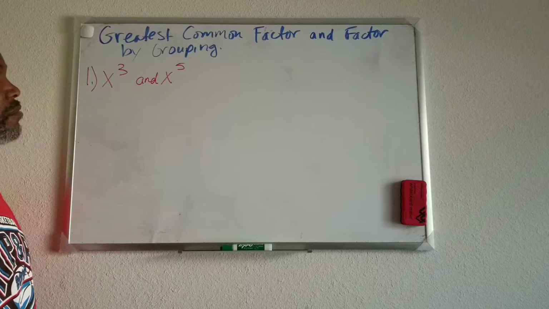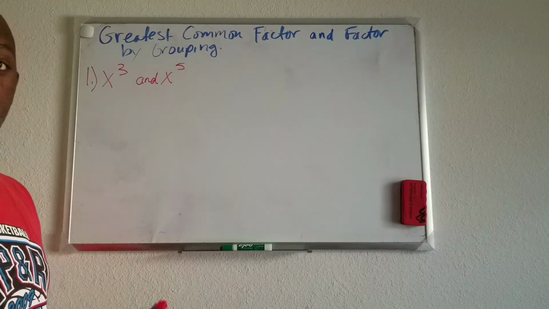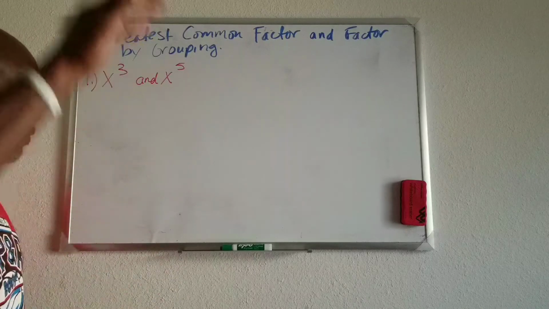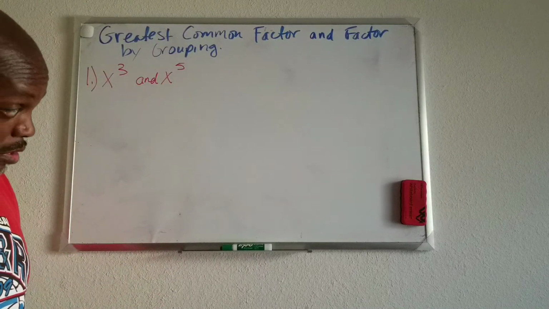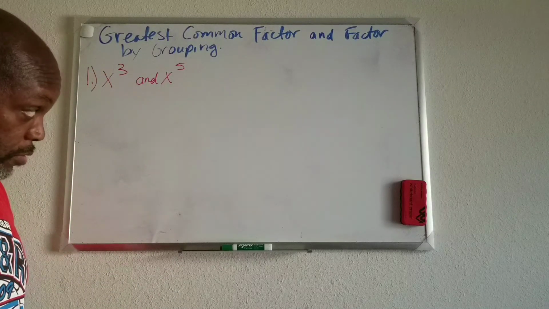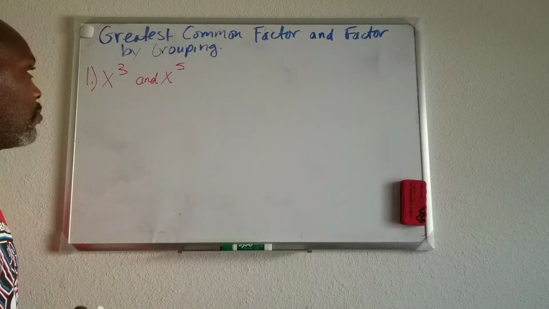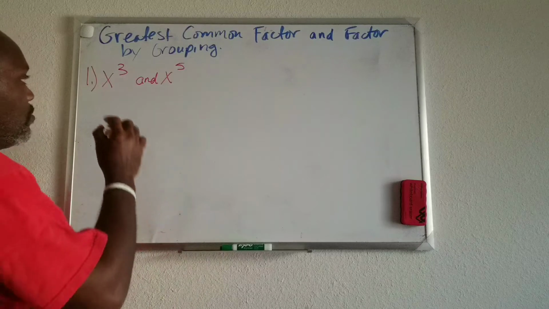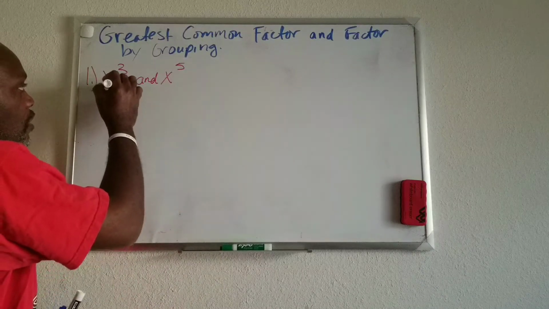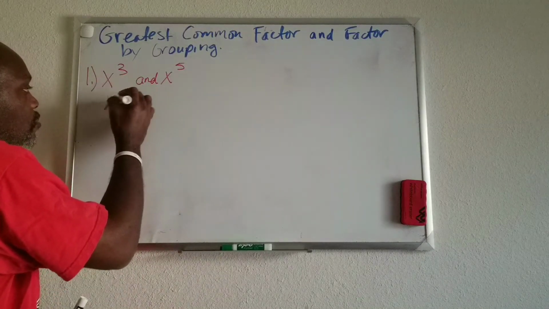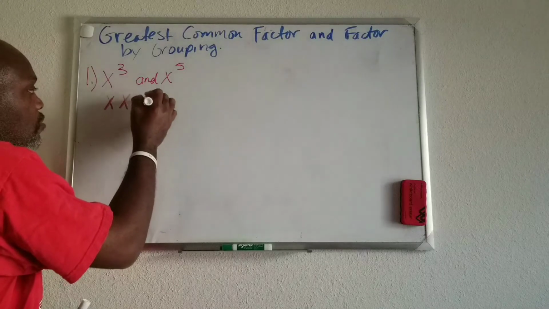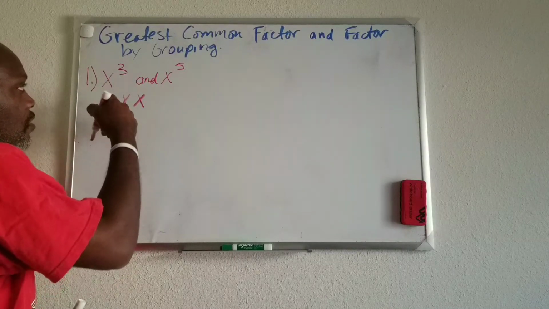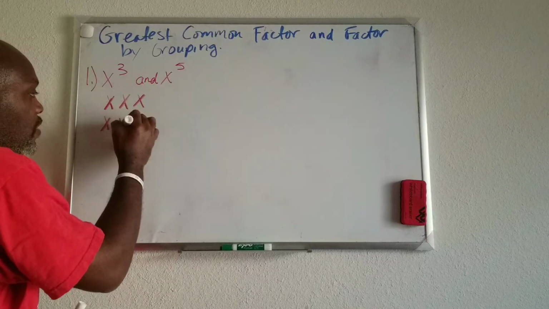And today we're going to be talking about how we can factor by grouping, factoring polynomials. Okay, this one is just a binomial, and so this is how it goes. All right, so let's say that it's x to the third. So you have x to the third. That means that there are three x's, right? And then you have 5 x's.